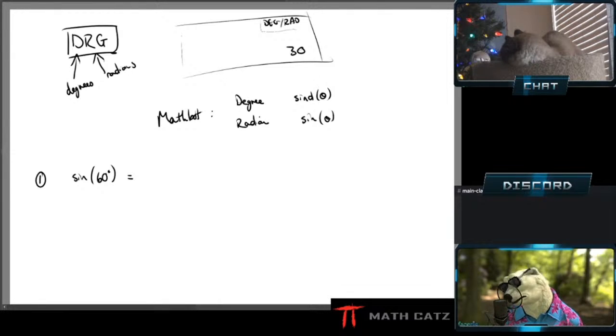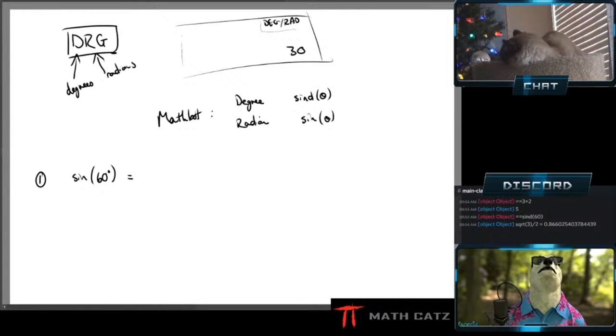Let me just see if MathBot is awake. It says 3 plus 2 is 5. Good job, MathBot. Now let me see if I can remember my sine function because this angle is given in degrees. My MathBot function is sine d to tell it what measure my angle is in, what units. So sine d, I'll put a 60, like that. It does its thing.